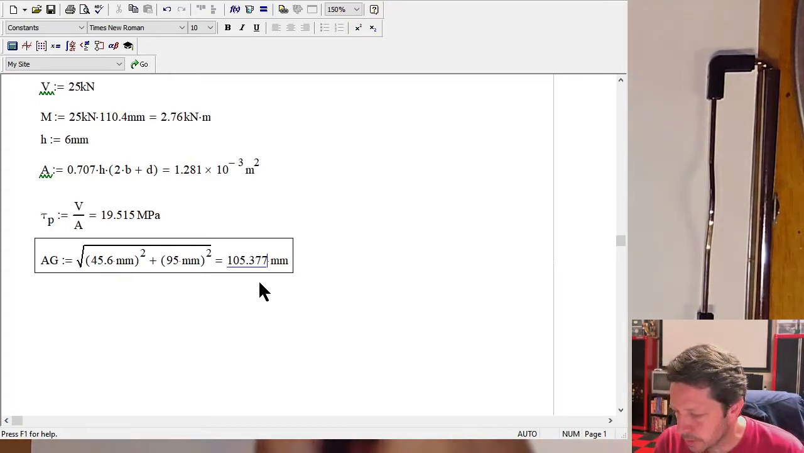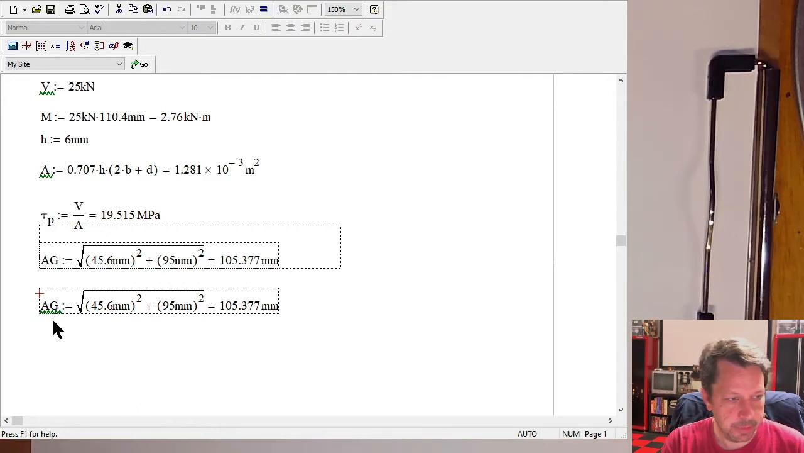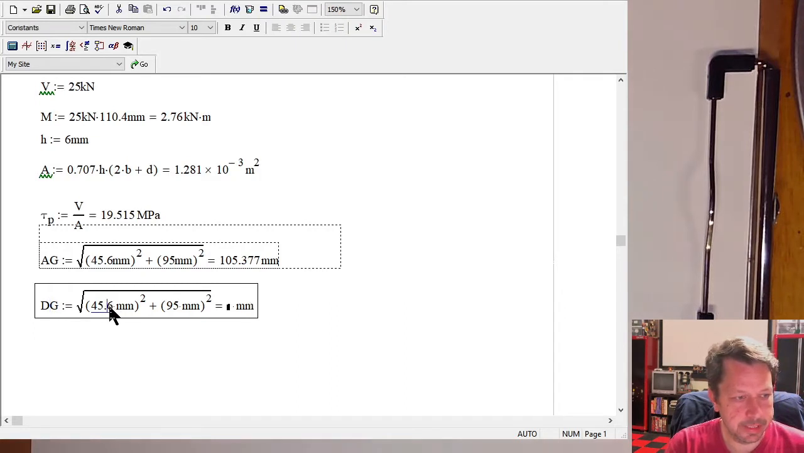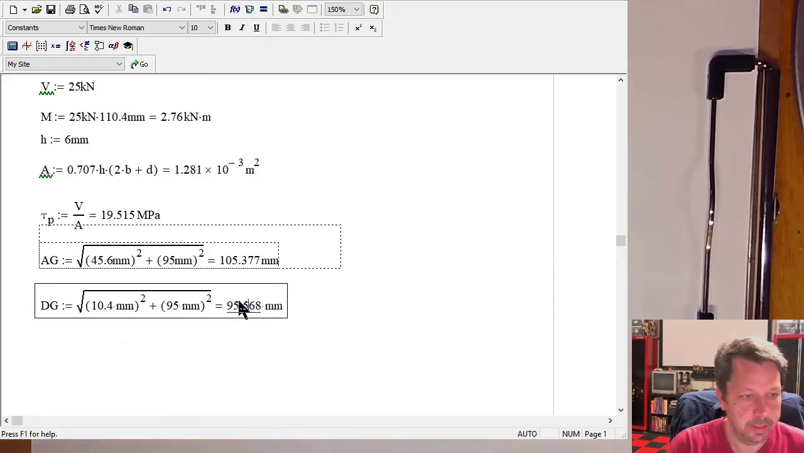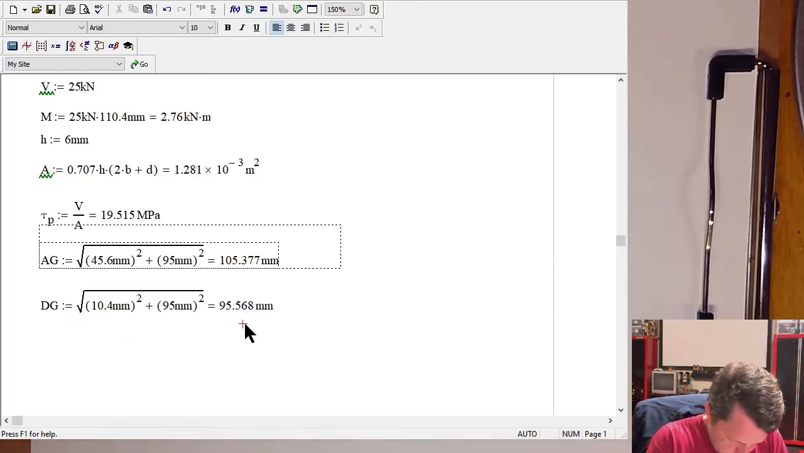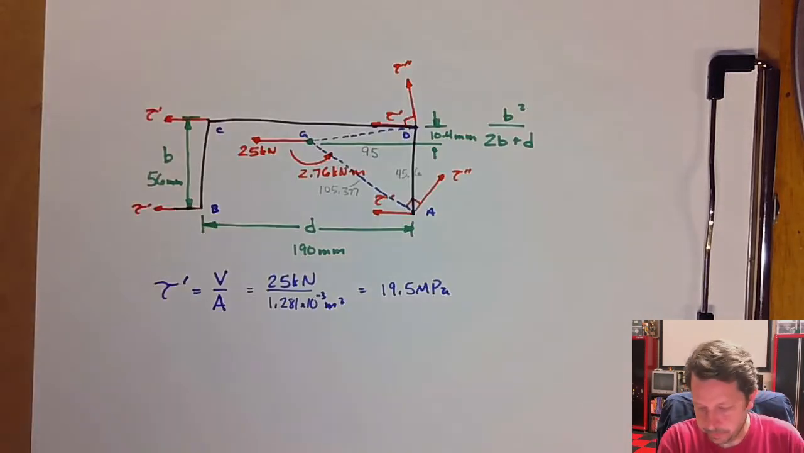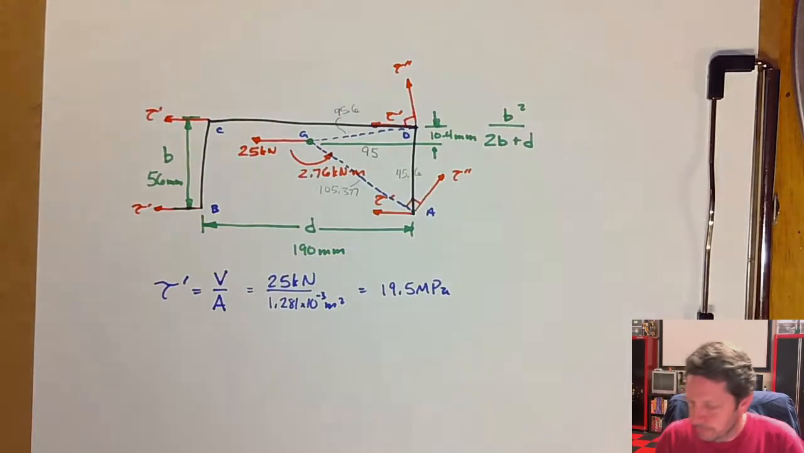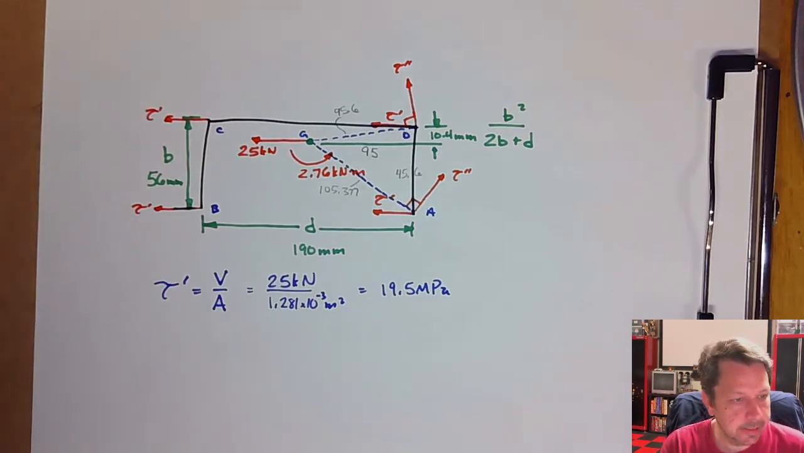And then here we do a similar thing, except we have a height of 10.4 and a base of 95. So almost the same equation. This would be for DG, and instead of the 45.6, that height is 10.4. It comes out to be 95.568, and they round it off to 95.6. All right, so we have our moment arms. We have the length of DG and the length of AG. So we have those two lengths.